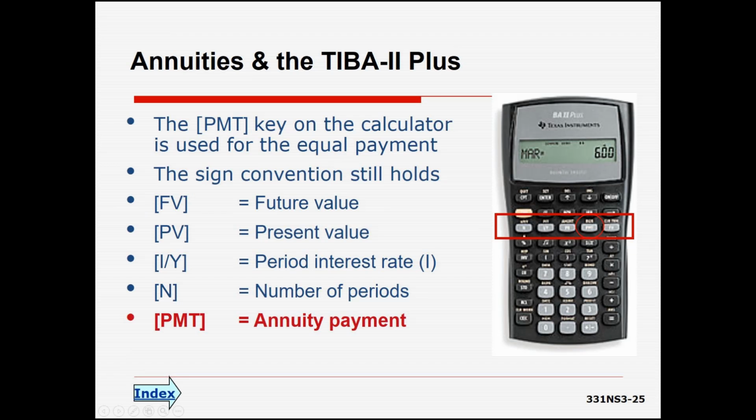When using the TVM keys with annuities, the payment key is not 0. The sign convention is very important with payment. A wrong sign on PV or FV with payment 0 only results in the wrong sign on the other one. A wrong sign on payment can change the answer completely, not just the sign.